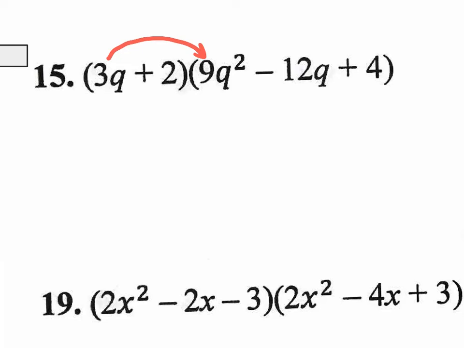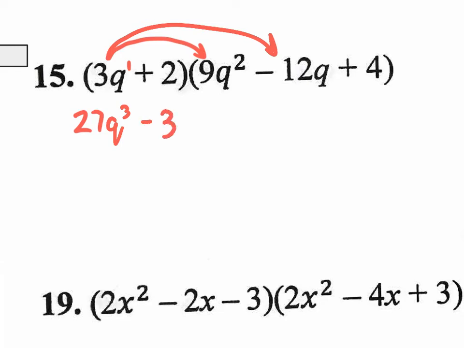3q times 9q squared. What's 3 times 9? 27. And q times q squared. Q to the third. Remember, that's like a q to the 1 times q to the second. You have to add those exponents, q to the third. Okay, so now 3q times negative 12q.